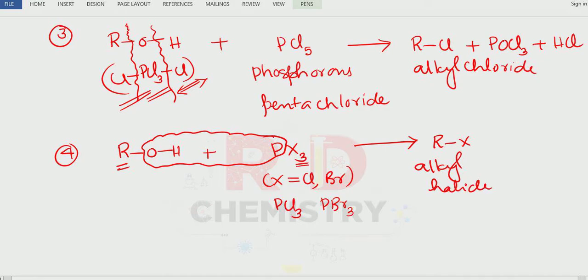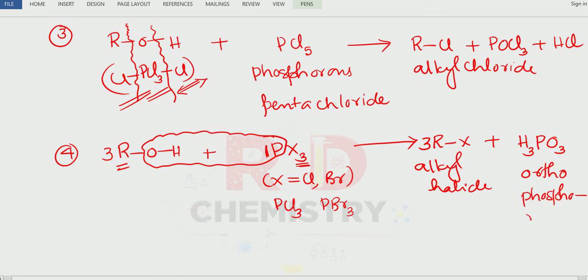How many halogens are there? 3. Therefore I should make 3 RX. How many R groups are there? 3. So I should make 3 ROH, 3 alcohol molecules. What is remaining now? How many hydrogens are there altogether? 3 hydrogens, H3. How many phosphorus? Only 1. How many oxygens? 3. So H3PO3. This is the acid of phosphorus, called orthophosphorus acid.